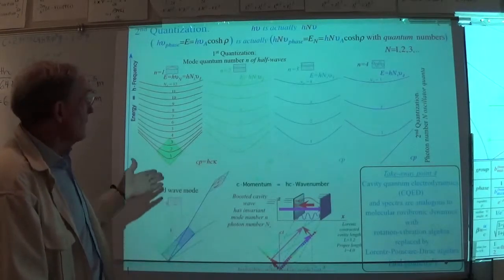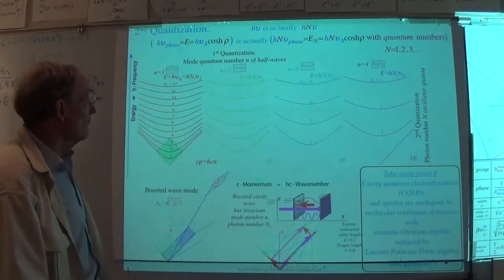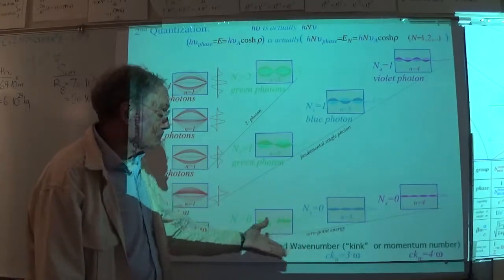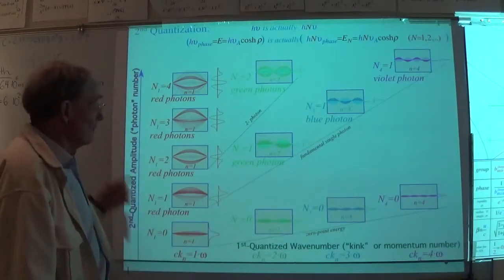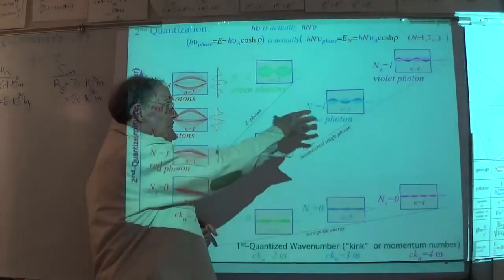This is just pointing out that what we're really dealing with in a box of light is a stack of hyperbolas, and that the transitions are first quantized and second quantized. First quantized is getting the modes in a box.